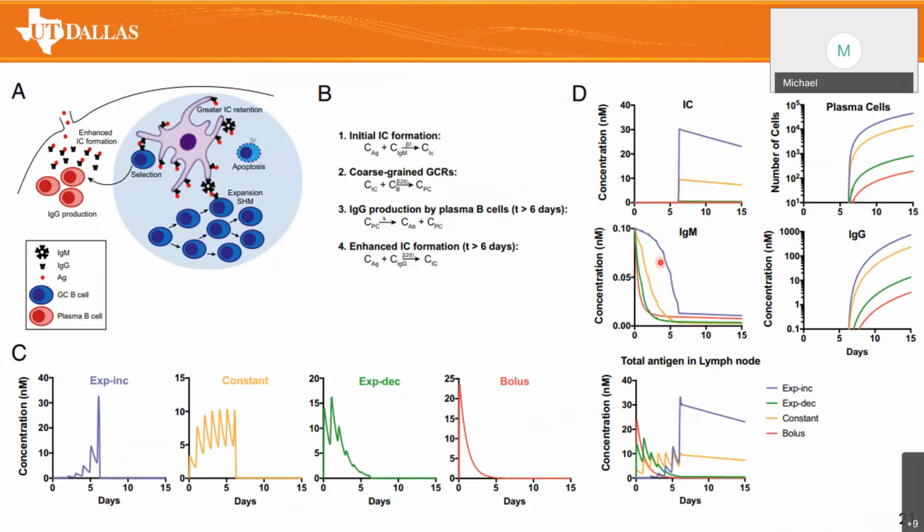And finally, and I think most importantly, the total antigen available in the lymph node based on these computational models shows that there's more total antigen in the lymph nodes for the exponential increase. So they're saying that when they model this computationally, they see the same results that they're showing in vivo.